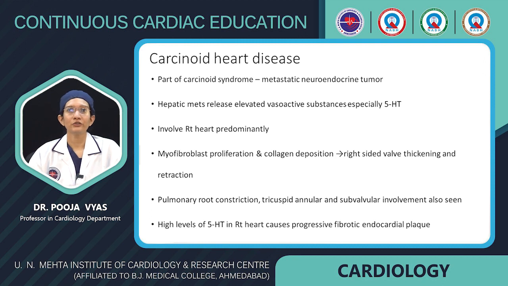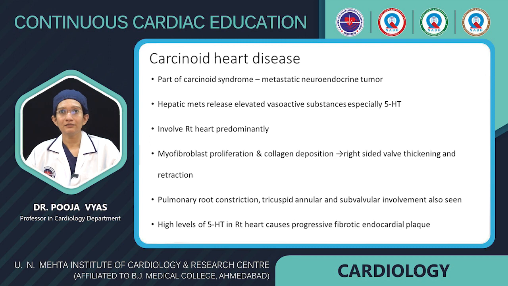Next is carcinoid heart disease. Sometimes these patients present with features of restrictive cardiomyopathy. Carcinoid heart disease is a part of carcinoid syndrome, a metastatic neuroendocrine tumor. With hepatic mets, they release elevated vasoactive substances like 5-HT, and that's why it involves the right side of the heart predominantly. And there will be myofibroblast proliferation and collagen deposition.